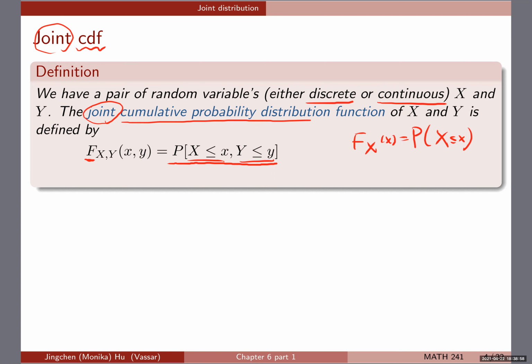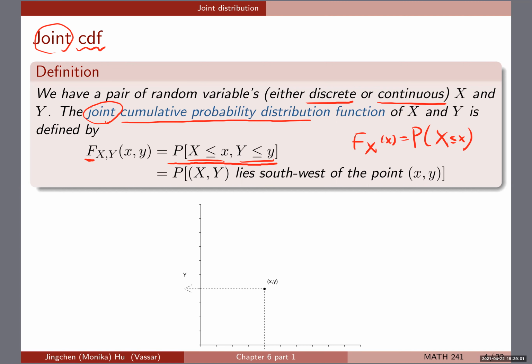If you try to think about this a little more graphically, down here we're showing a graph for X and Y of what we really mean by the joint CDF function. The x-axis represents x, the y-axis represents y. The small x, y is, let's suppose, this point. If I look at the definition, this joint CDF gives us the probability that the pair X and Y lies southwest of the point small x, y. It goes all the way like this. So that's what we mean by the joint CDF.